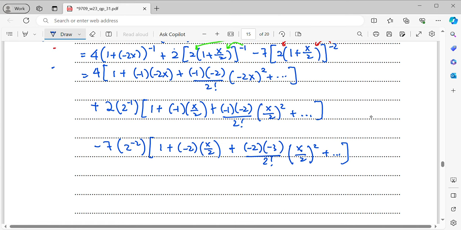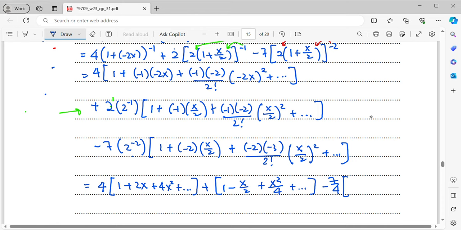Okay. So then from here, we just need to simplify all the terms. So I'll write 4 bracket 1 plus 2x plus 4x squared. Then the next expansion here, 2 times 2 power negative 1. That means this is 1. Okay. So I will just write 1. Then it will be 1 minus x over 2 plus x squared over 4. Then this is 2 power negative 2, which is 1 over 2 squared, which is 1 over 4. Then I will write negative 7 over 4. Multiply with 1 minus x plus 3 over 4 x squared.